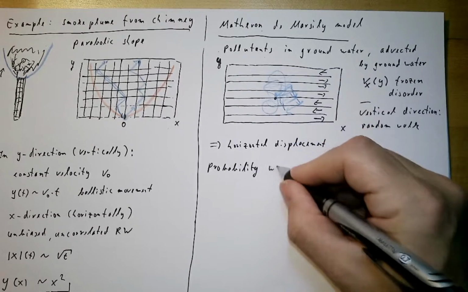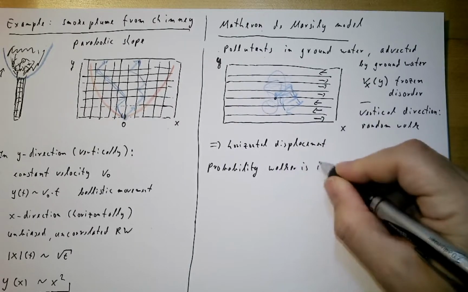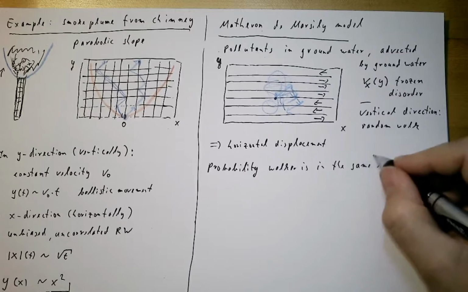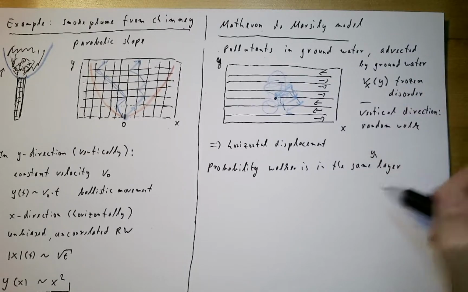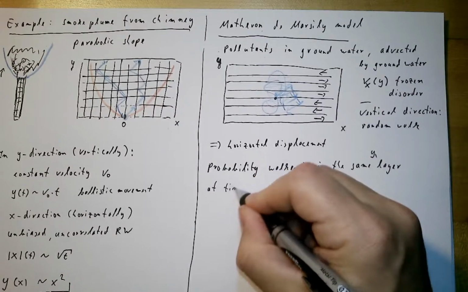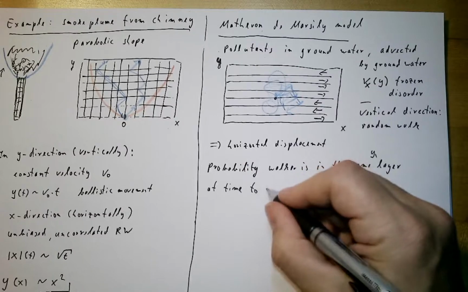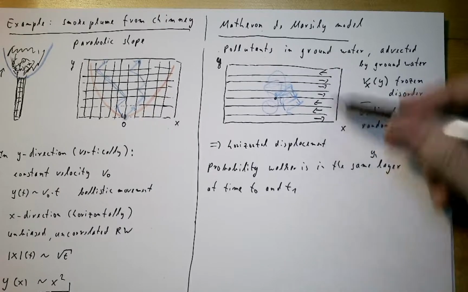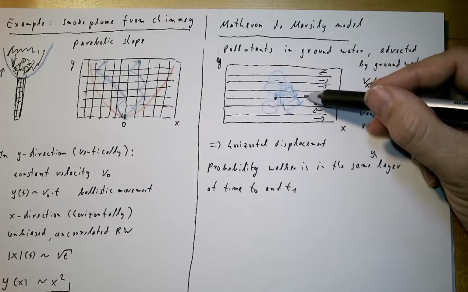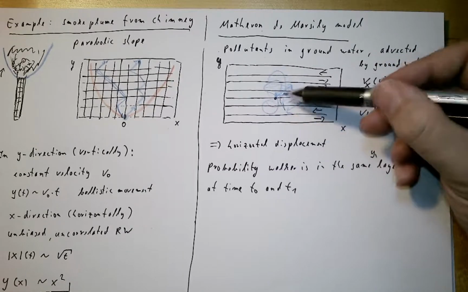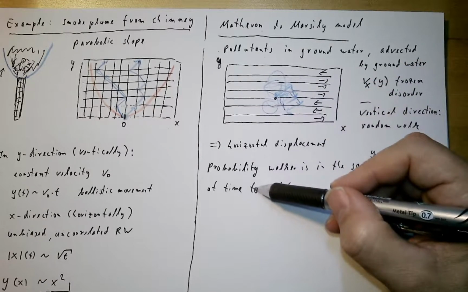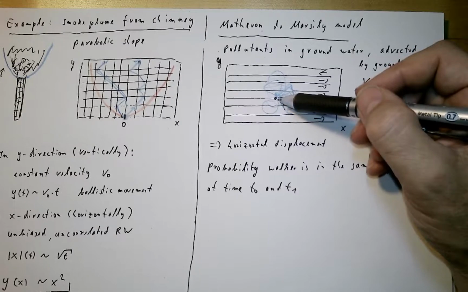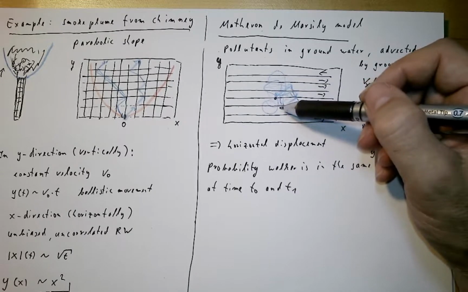that the walker is in the same layer, so the same y layer, same vertical layer, at time t0 and another time t1. And so what's the chance that the walker vertically has returned to the same layer? And if we say t0 is 0, so we start with a certain layer, then we ask, what's the probability that the walker at a certain time has approached a layer?